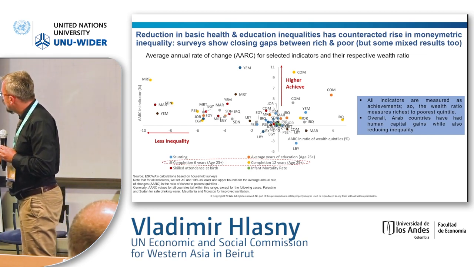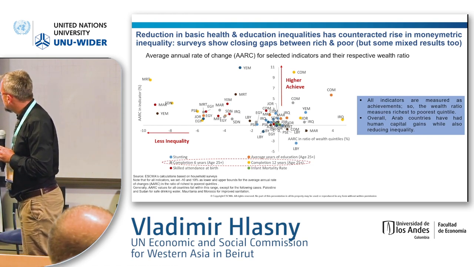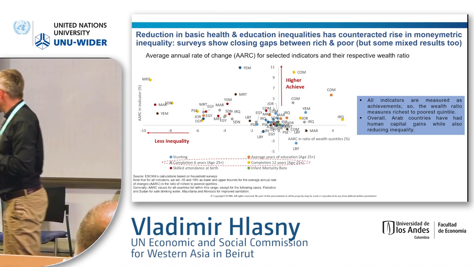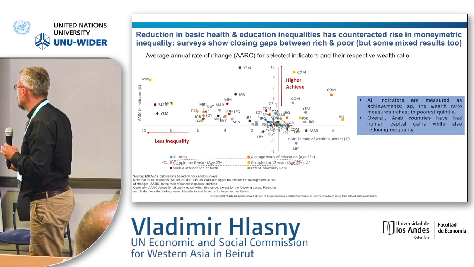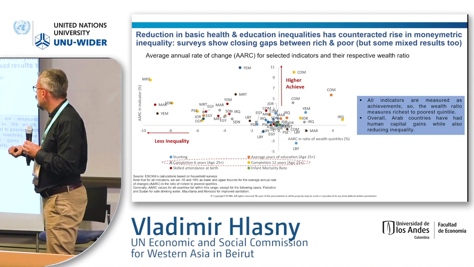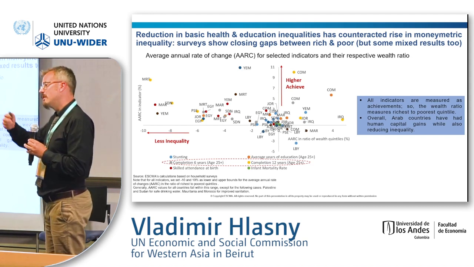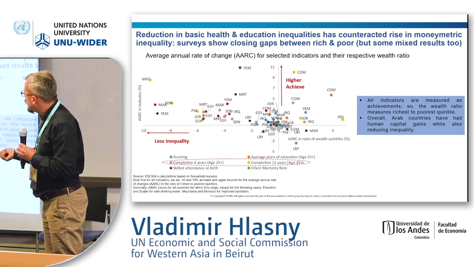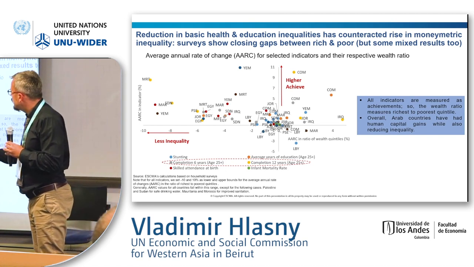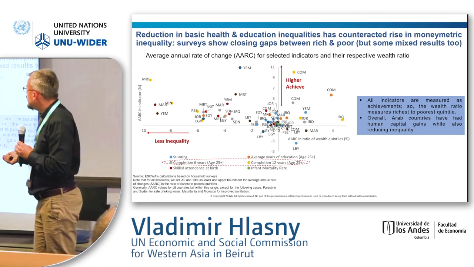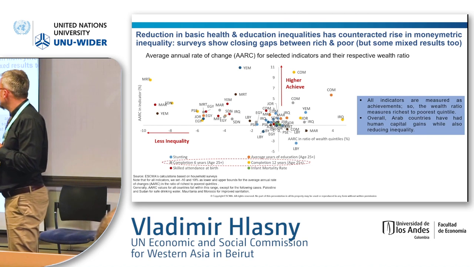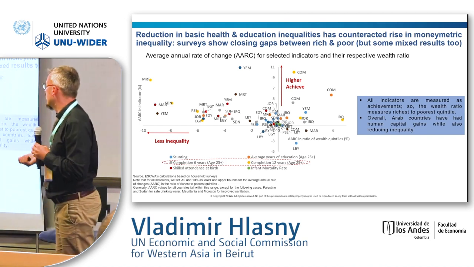And so in this graph, I show the general improvement in achievements in Arab countries, and on the horizontal axis, I show the change in inequality between 2010 and 2020. We see that for most countries and most outcomes, the points are in this quadrant of the graph, meaning that over the 10 years there has been general improvement in access and leveling of the field, so less inequality.